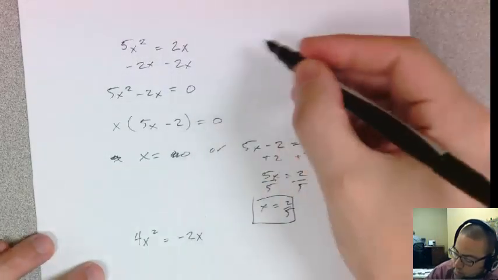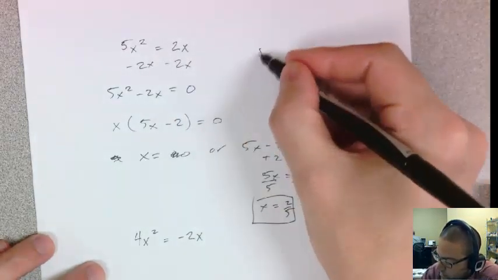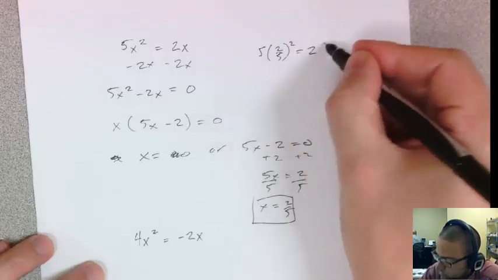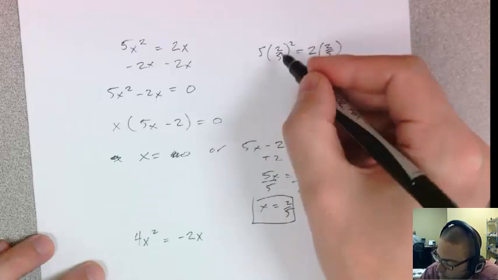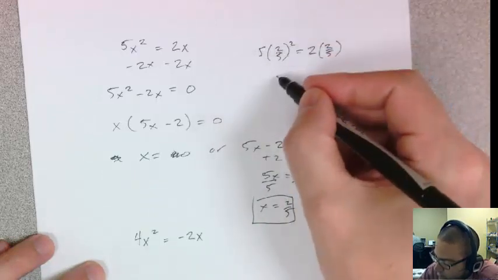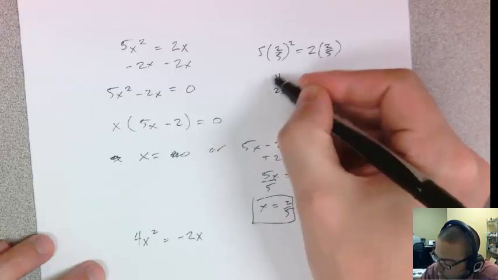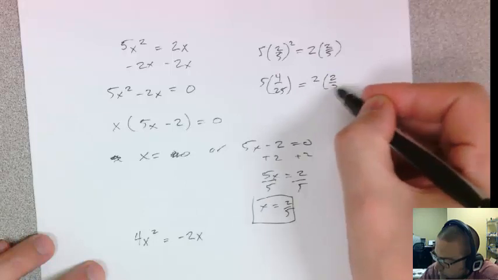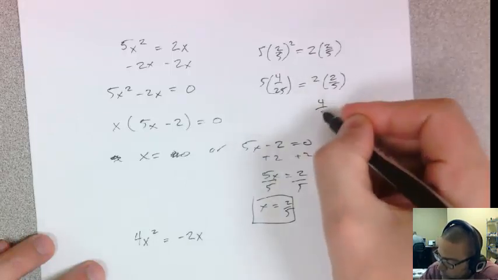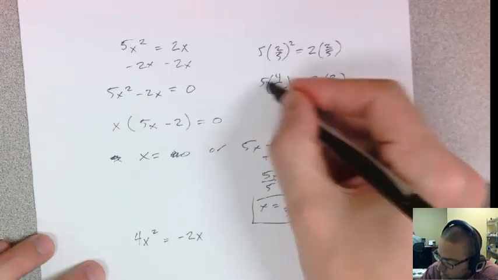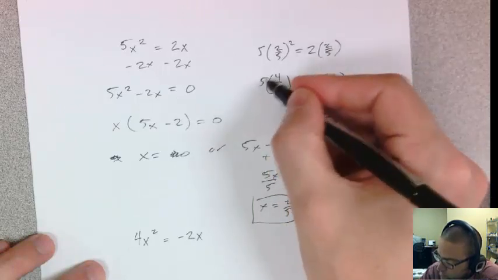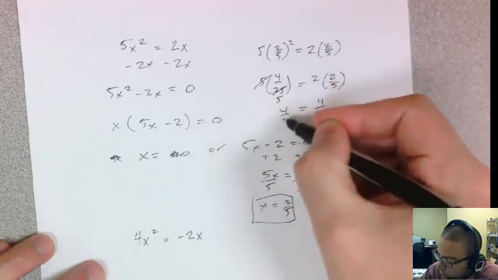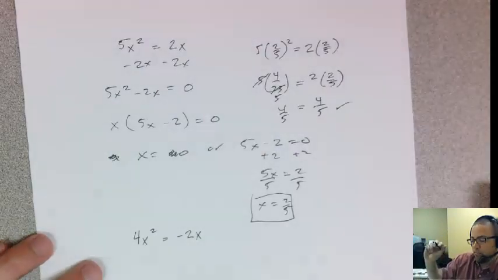And why not just check this one? I know 0 is going to work. But 5 times 2/5 squared, is it equal to 2 times 2/5? Okay, so 2/5 squared would be 4/25 times 5. Is that equal to 2 times 2/5? Well, 2 times 2 is just 4, so it'd be 4/5. And then 5 goes into 25 5 times, so I could divide the top and bottom by 5, and I get 4/5 is equal to 4/5. So yeah, that checks out.